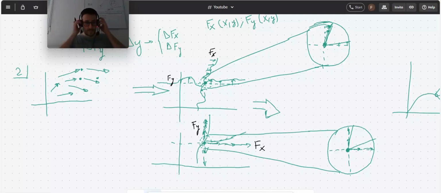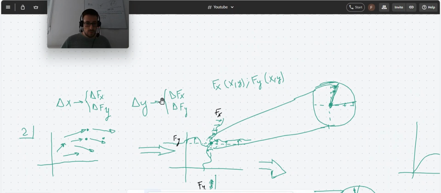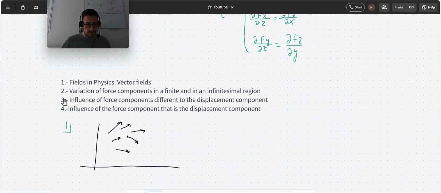Hello everyone. In today's video, we are going to continue talking about conservative forces. It's like the continuation of our last video. We are going to treat the third and the fourth point we were looking at the previous day, because in the previous video we were looking at the first two points, and now we are going to look at the third and the fourth point.